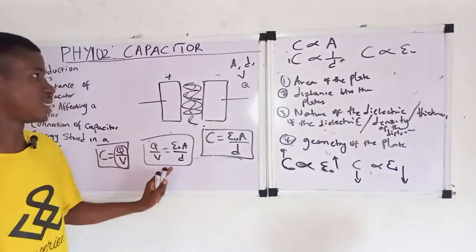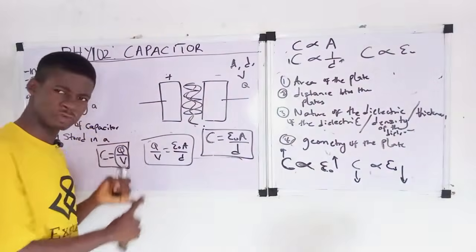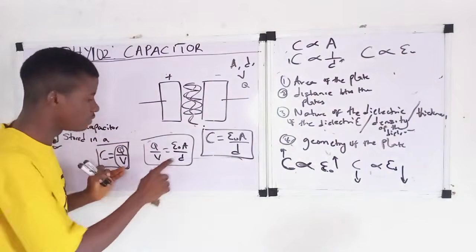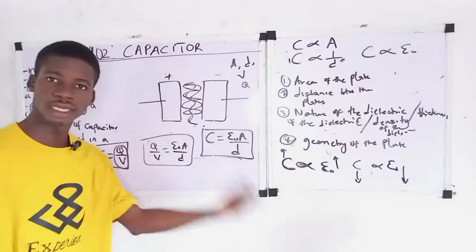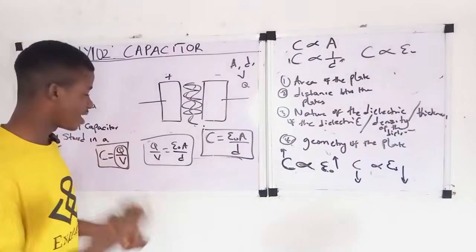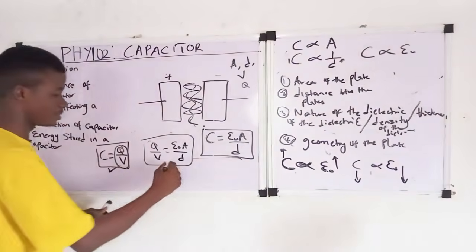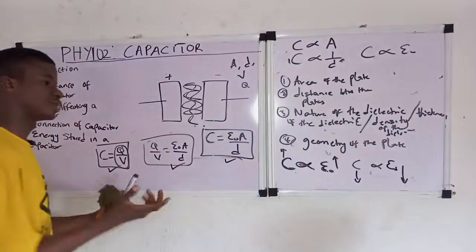We can use this formula when, for example, they give us volt, charge, and distance, and they say look for what? Area. Simple. You combine them. So take note of this formula, this one, and this one.